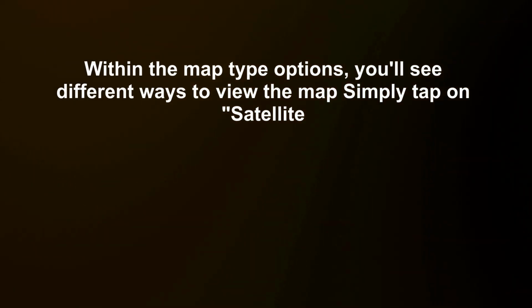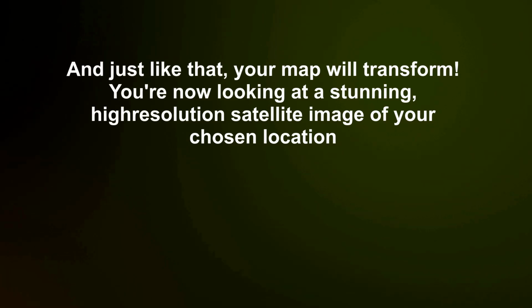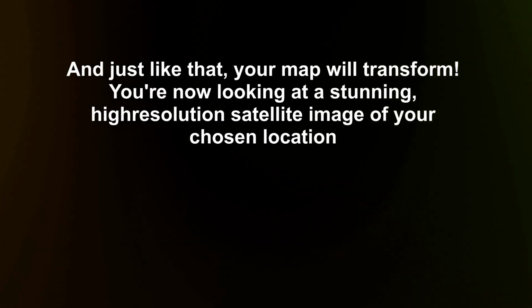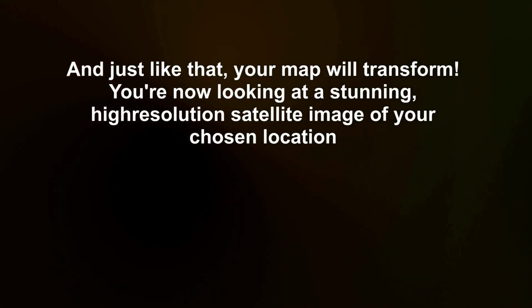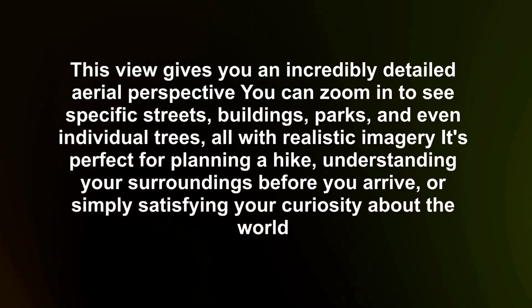Within the Map Type options, you'll see different ways to view the map. Simply tap on Satellite. And just like that, your map will transform. You're now looking at a stunning, high-resolution satellite image of your chosen location. This view gives you an incredibly detailed aerial perspective.